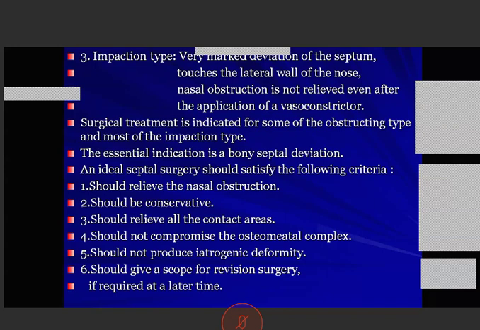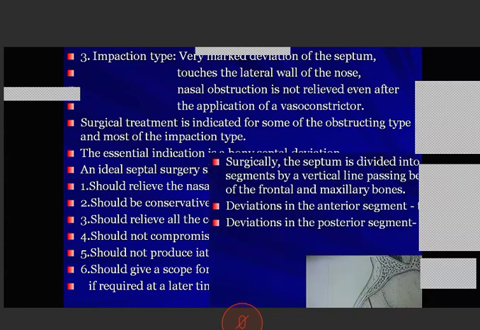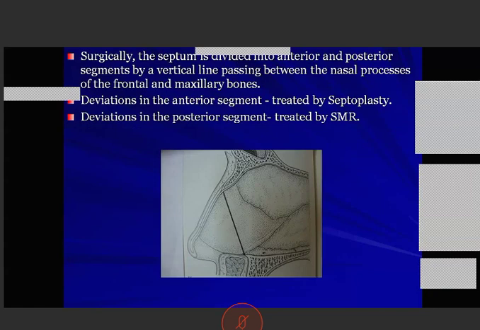So an ideal septal surgery should satisfy the following criteria. It should relieve the nasal obstruction, should be conservative, should relieve all the contact areas, should not compromise the osteomeatal complex, should not produce iatrogenic deformity, and should give a scope for revision surgery, if required at a later time. Surgically, the septum is divided into anterior and posterior segments by a vertical line, what I told you, that is the Cottle's line. Deviations anterior to this are treated by septoplasty and posterior by SMR.